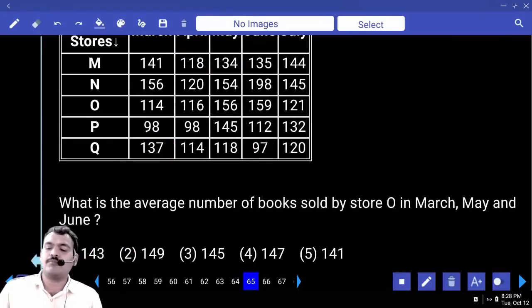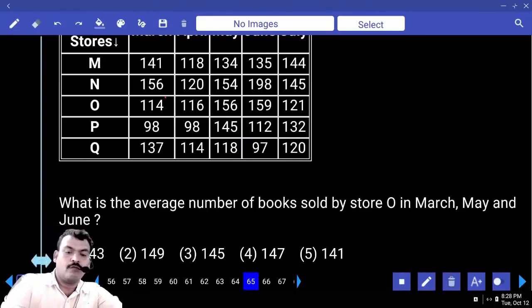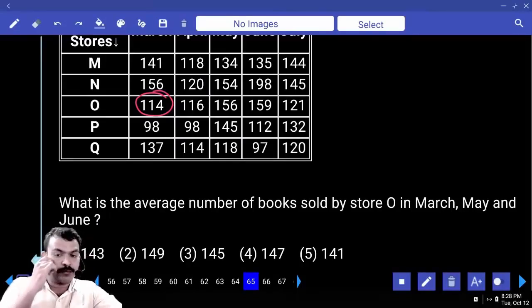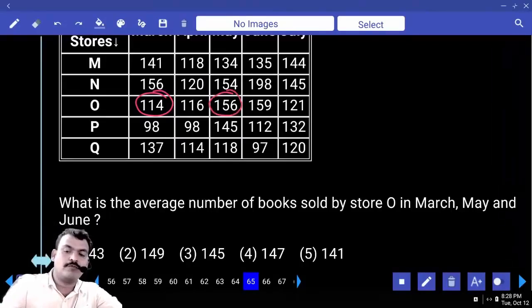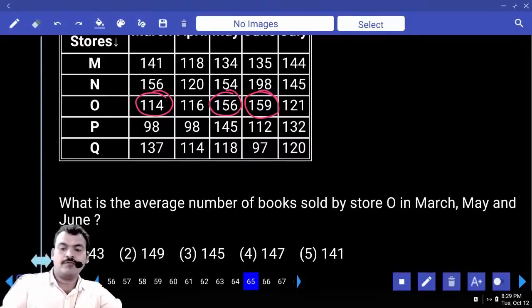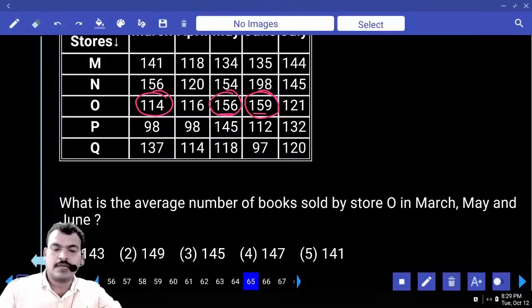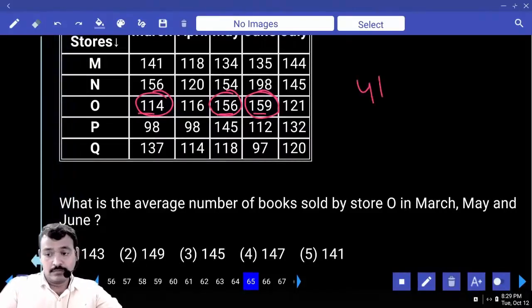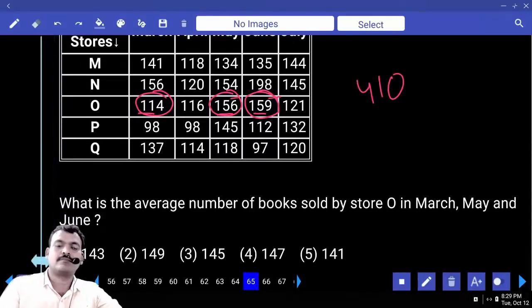Next is 65. What is the average number of books sold by store O in March, May and June? What is the O value in March? 114. What is the May value? 156. And one more June value? 159. First we are adding each one two digits or not? 150 plus 150? 300. 300 plus 110? 410. Next, 9 plus 6?